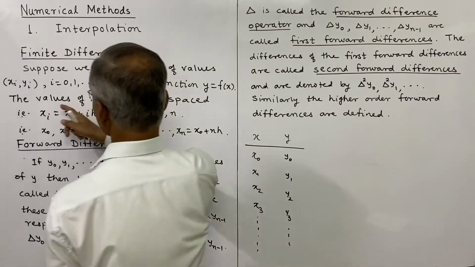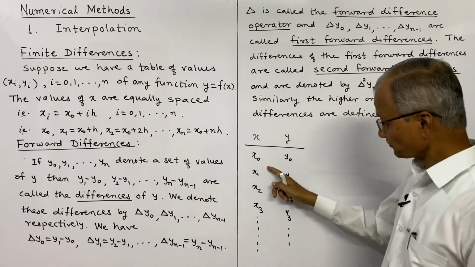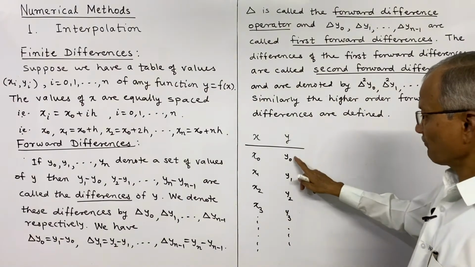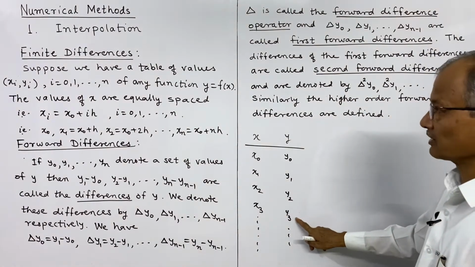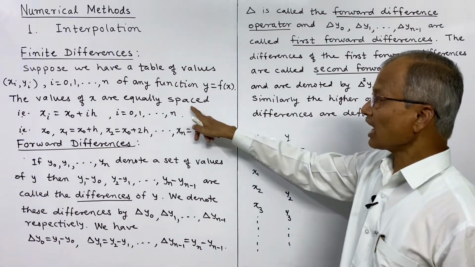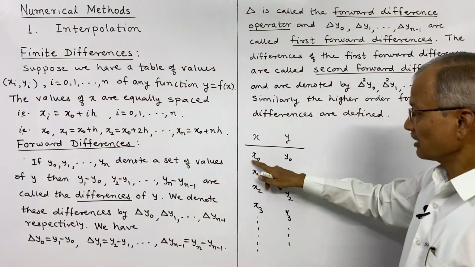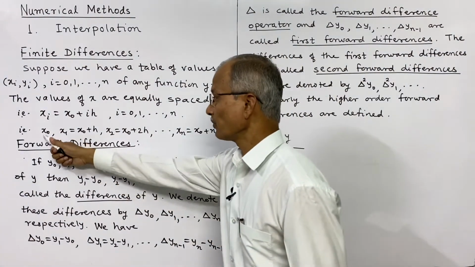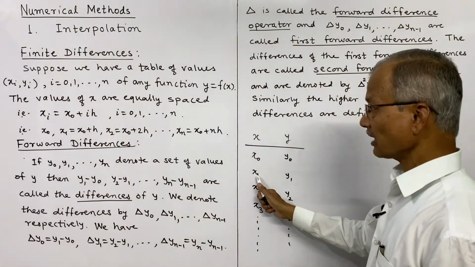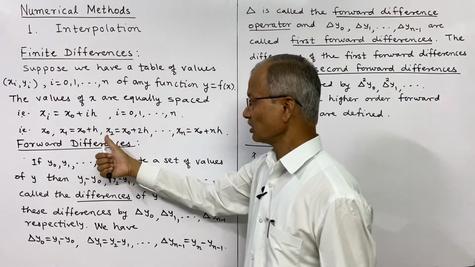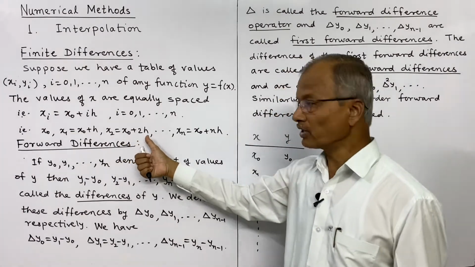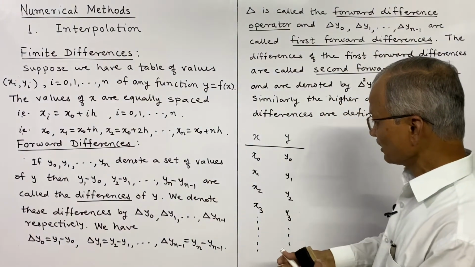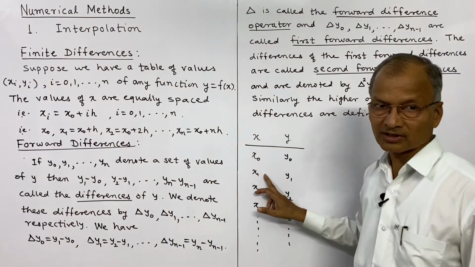Suppose we have a table of values, x0, x1, x2, etc., and the corresponding values of y denoted by y0, y1, etc., and here the values are equally spaced. That means the difference between any two successive values of x is the same. The first value is x0, the second value is x1, but x1 is x0 plus h, x2 is x0 plus 2h, and x3 is similarly x0 plus 3h. So the difference between any successive values is h.